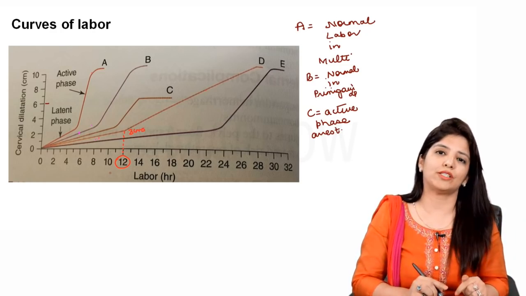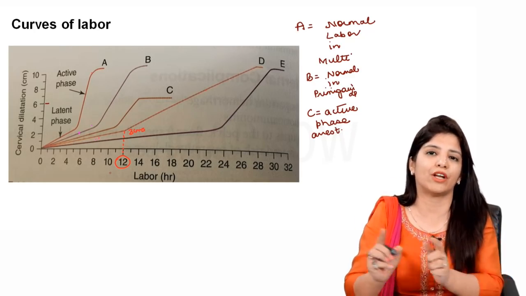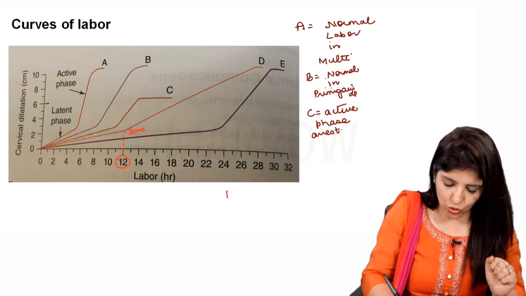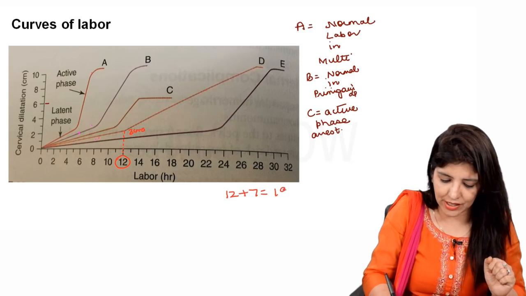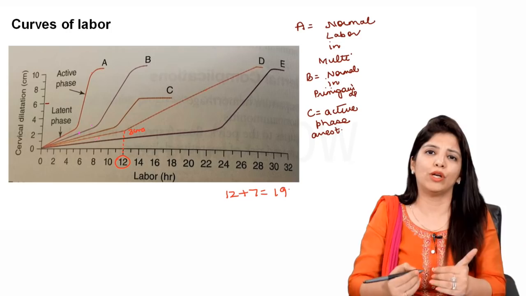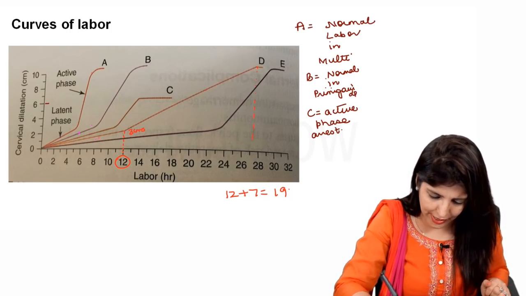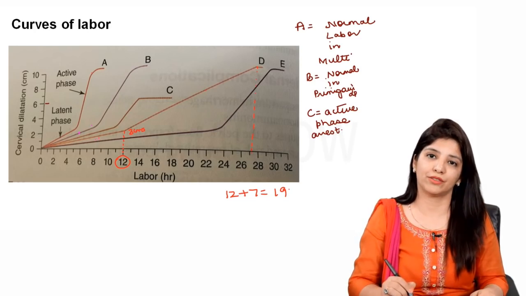So from 3 centimeters to 10 centimeters, maximum it should have taken 7 hours more, right? So 12 plus 7, that is 19. So by 19 or 20 hours, it should have been fully dilated. But here the patient is fully dilated by 27 hours.